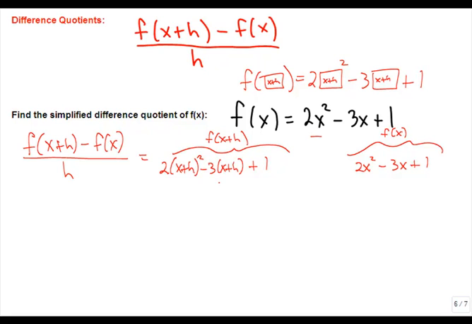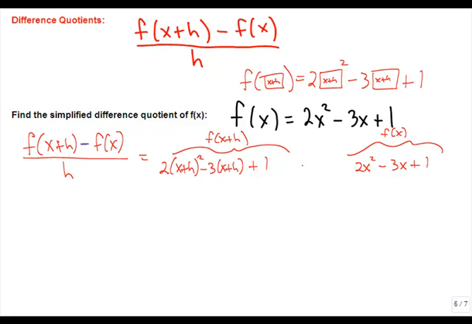Now here's another very important thing that I see a lot of mistakes on. What do we want to do with these two expressions? What do we want to do with f of x plus h and f of x? We want to be subtracting it. That's why it's called a difference quotient.